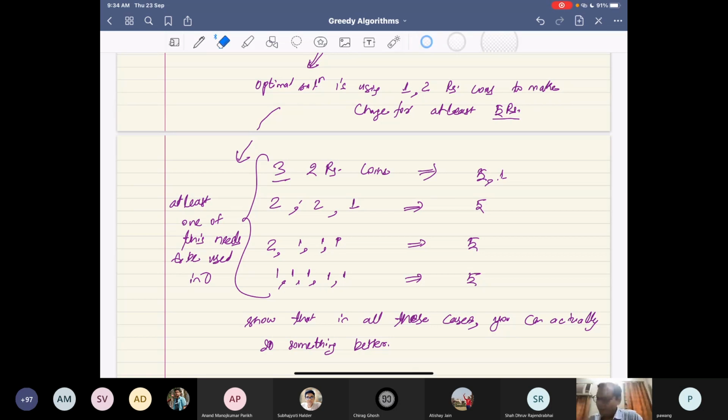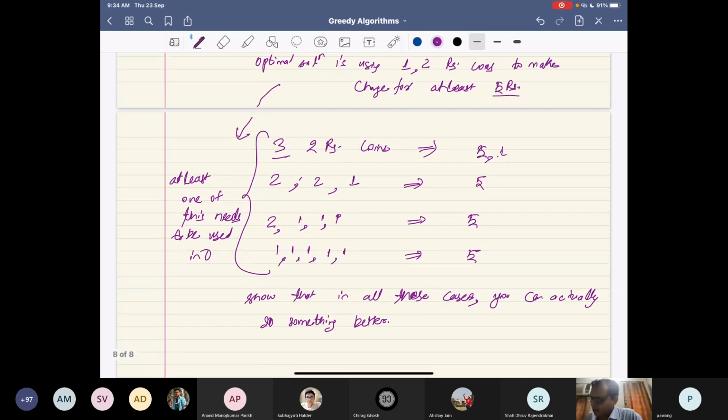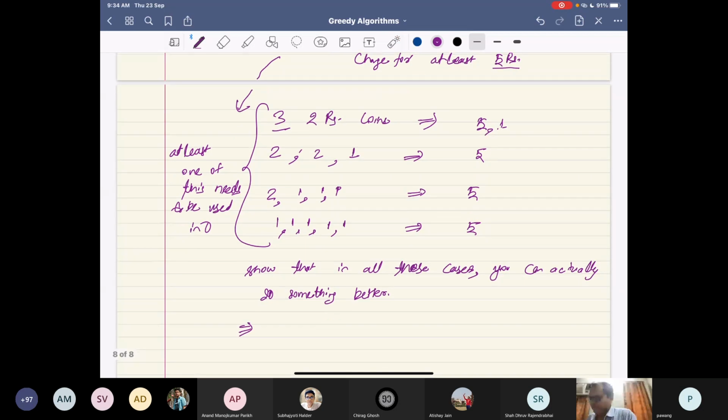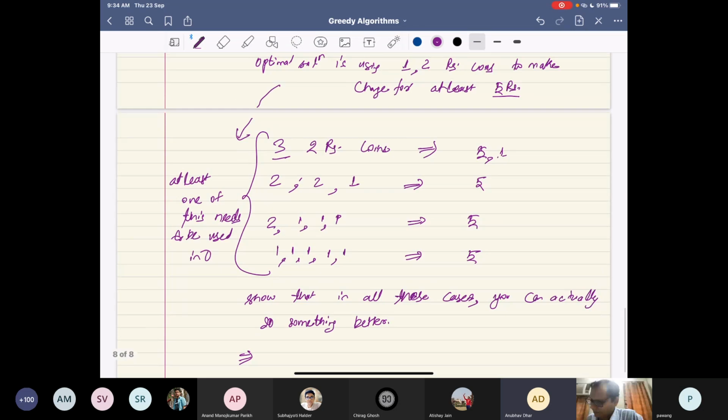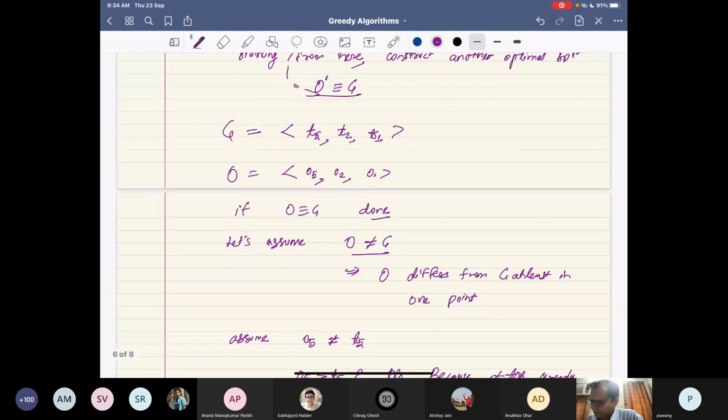So what does it imply? This was exhaustive. All the possible cases we considered, and in all the cases, I can do better. I can use fewer coins than the optimal solution. What does it imply? It contradicts the optimality of O. So at least it says that O5 should be same as T5. They cannot be different, O5 and T5.